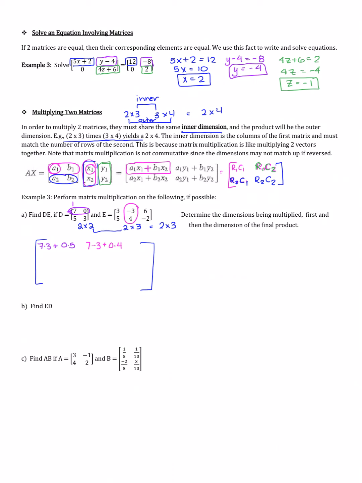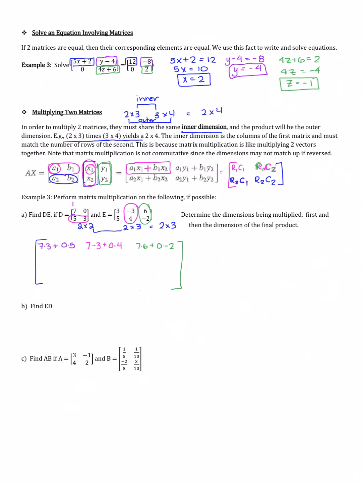Now I'm going to do row 1, oh, maybe I didn't give myself enough room here, we'll do that at the end. So now I'm going to do row 1 still with column 3. That's 7 times 6 plus 0 times negative 2. You can see what I mean by rubbing your head and patting your stomach, because you're going horizontally with one of them and vertically with the other. Now we are done with row 1, and we're going to work on row 2.